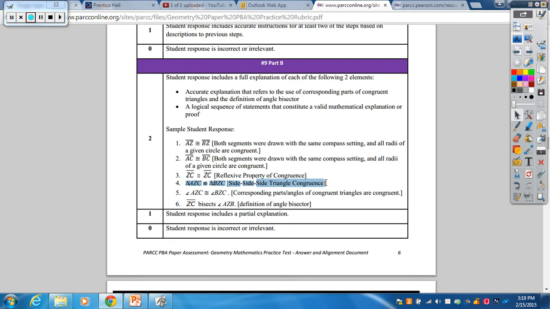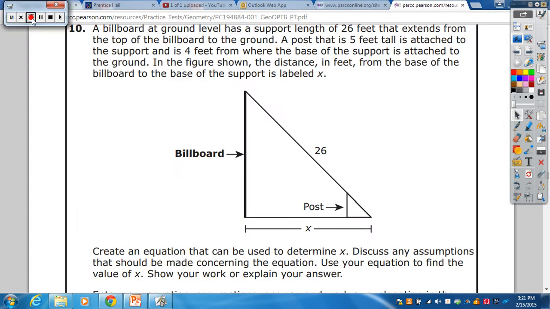All right, the next problem. For number 10, we've got the billboard problem, and I'm going to let you read the first part of the paragraph. I'm getting tired of reading things, and I'm sure you're getting tired of hearing me read things. So the second paragraph, I'm going to read out loud to make sure we understand everything we're looking for here. Create an equation that can be used to determine x, discuss any assumptions that should be made concerning the equation, and use your equation to find the value of x. Show your work or explain your answer.